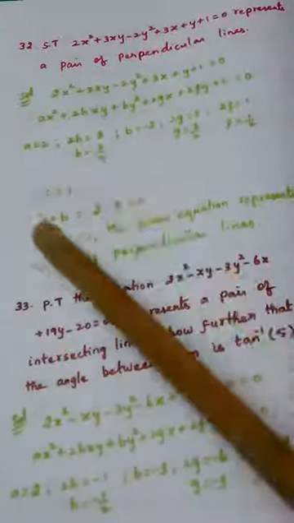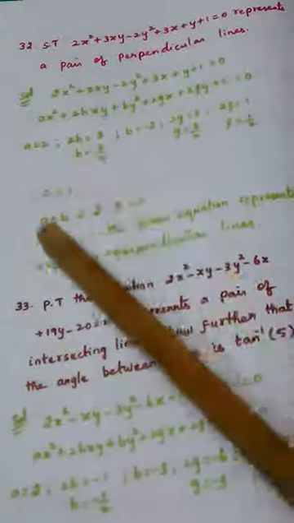Now just add a and b. Even in this sum we need not find everything. Even if we write a and b, that is enough, because that is what we want here. A plus b, 2 minus 2, again the answer is 0. Since a plus b is 0, what can we say? The given equation represents a pair of perpendicular lines. Therefore the pair of lines are perpendicular.